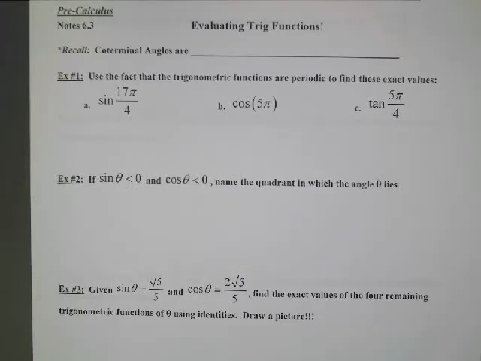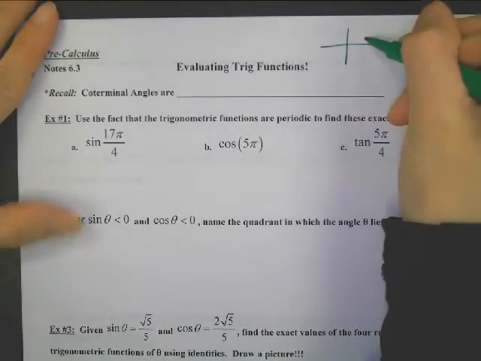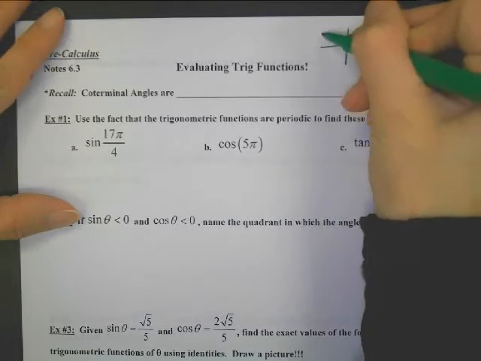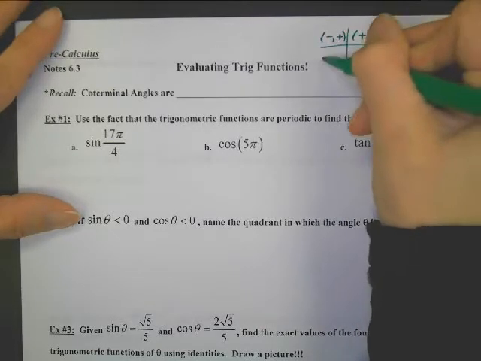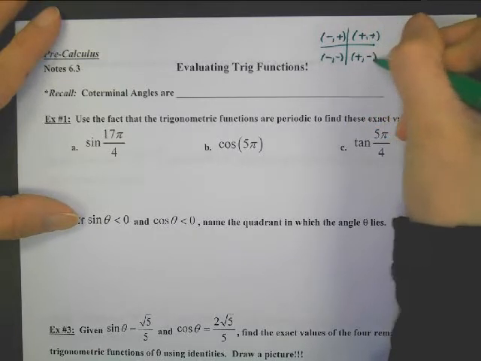Let's talk about evaluating some trig functions now. Okay, here's a couple of hints that some students find interesting. I know that from Algebra 1, quadrant 1 goes positive, positive. Quadrant 2 is negative, positive. Quadrant 3 is negative, negative. And quadrant 4 is positive, negative.